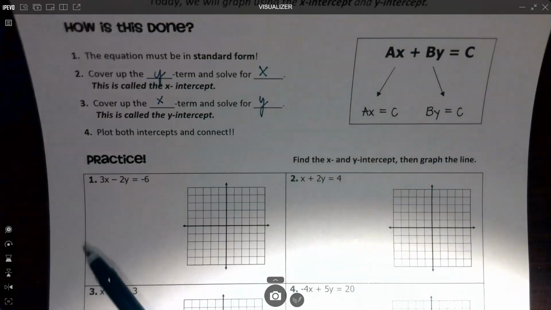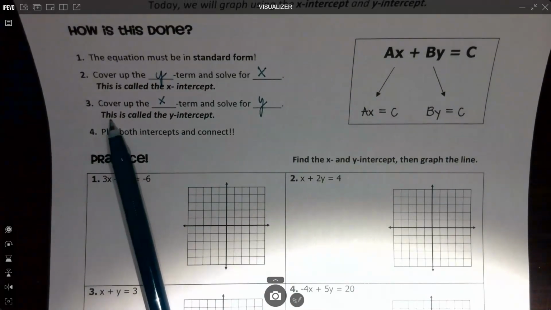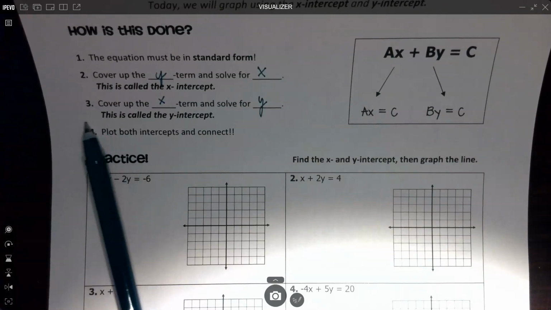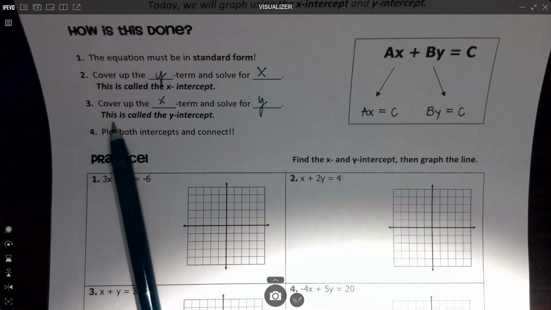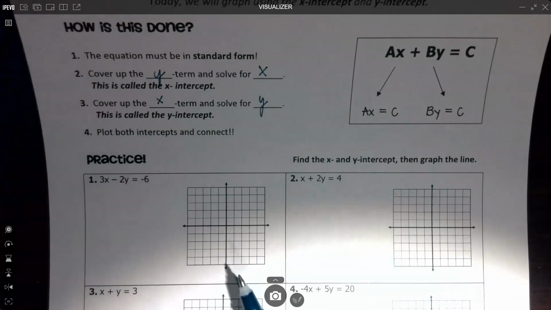So like if I cover up this right here, you can clearly see that looks like 3x equals -6. That's very easy for students to solve. And if I slide this over, now I have -2y equals -6. So I just take turns and make sure you get the letters correctly, and then you plot them on the graph. All right, so let's do it.